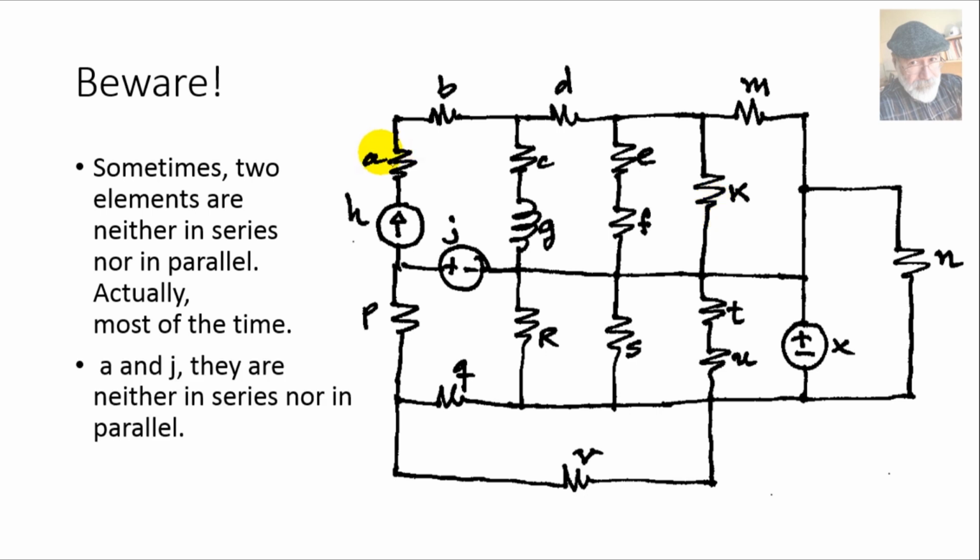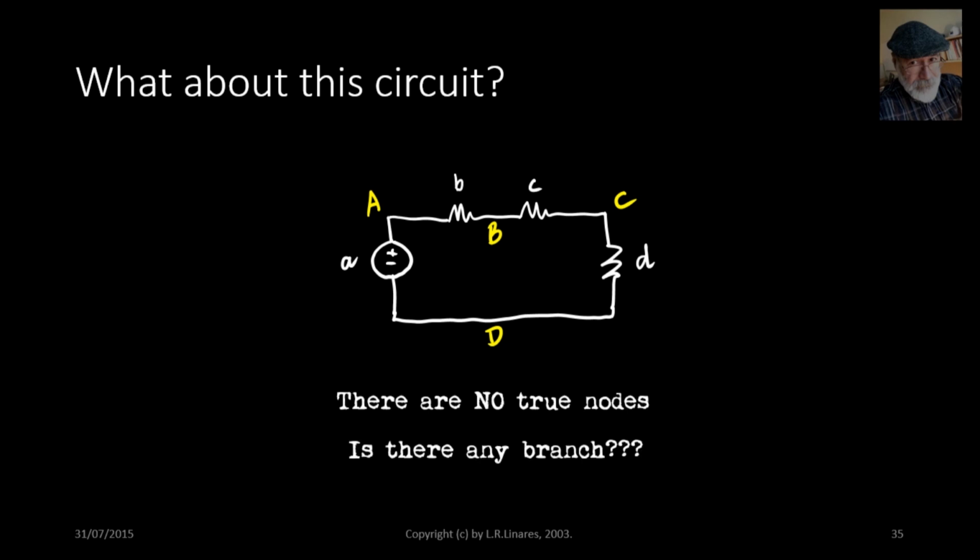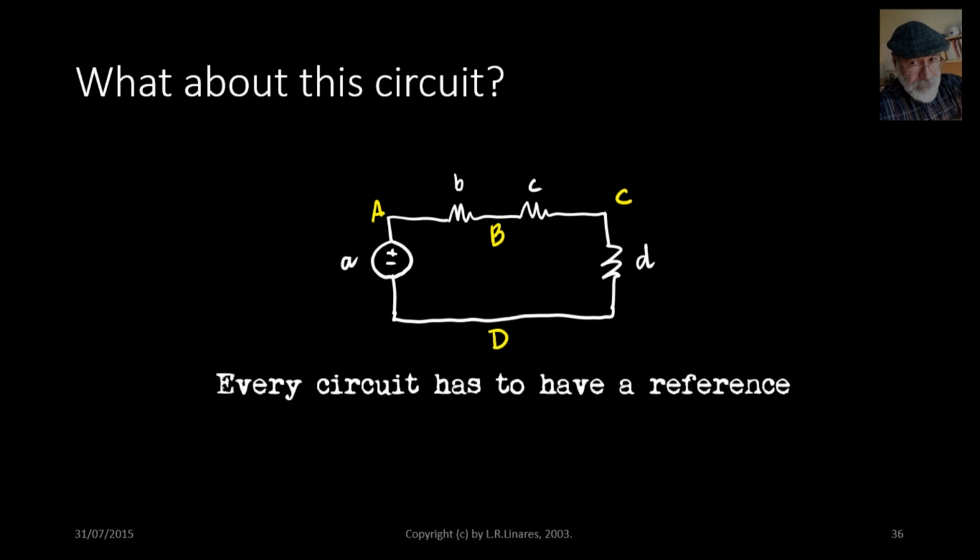A and J, these two, A and J. They are not in series because they are not in the same branch. They are not in parallel because A is not in an atomic branch. What about this circuit? This circuit has to do with the asterisk that I showed you a moment ago. There are no true nodes in this circuit. What gives? Well, is there any branch? Is our natural question. Every circuit has to have a reference for voltages. We have seen that before.